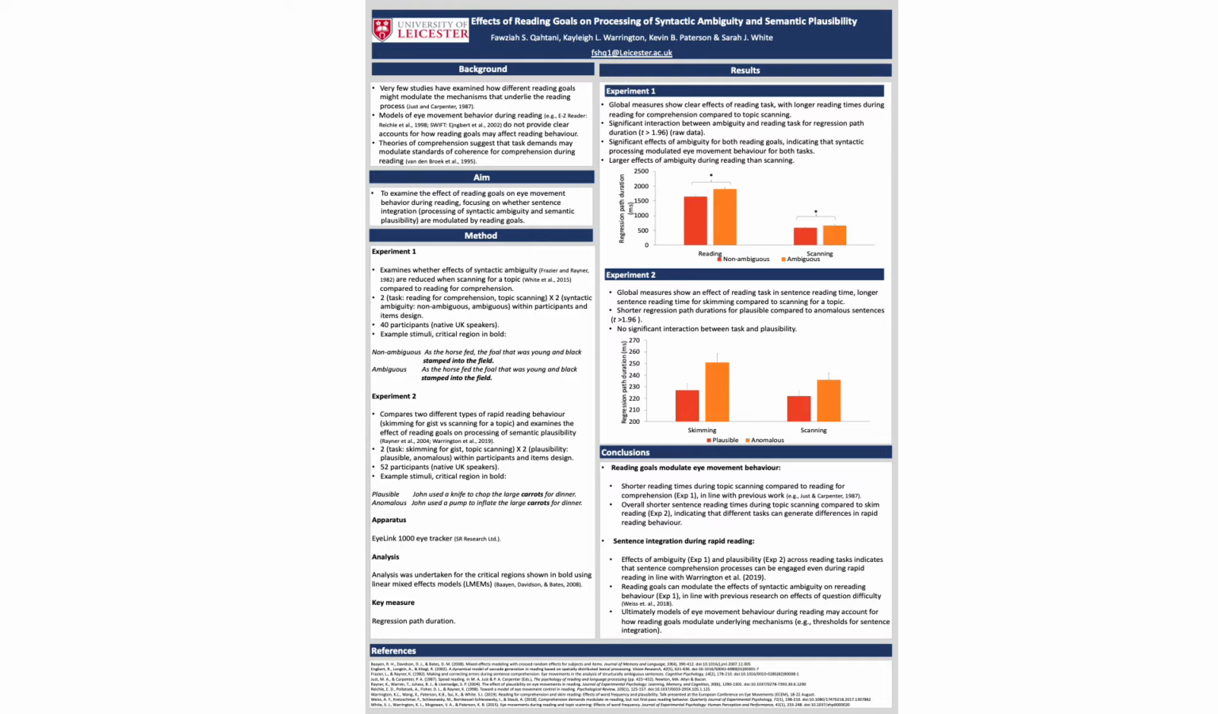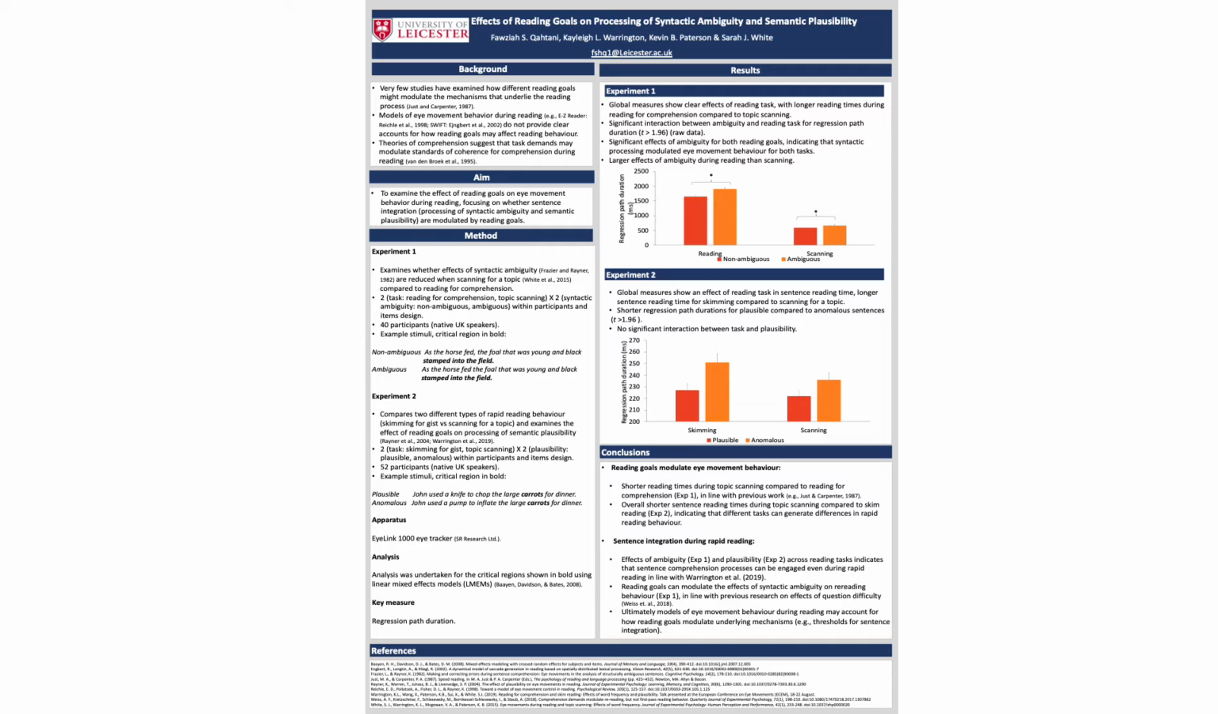We need to understand in much more detail how reading goals modulate the mechanisms underlying reading so that we can understand why and how rapid reading can result in poorer comprehension. Here, we present two new eye tracking experiments that examine the effects of reading goals on eye movement behavior during reading, focusing on whether sentence integration is modulated by reading goals.